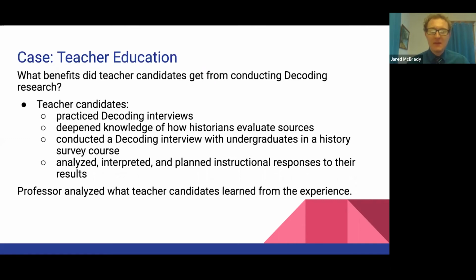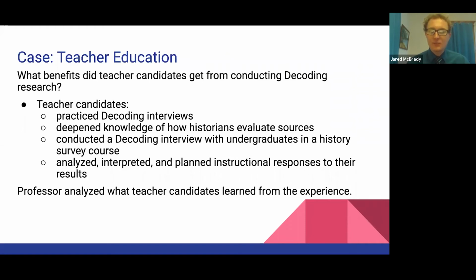At the same time, I was researching just what exactly my teacher candidates were getting out of conducting this research. What benefits did they receive from the research? How was it preparing them for their future work as high school teachers? We started by learning how to conduct decoding interviews.